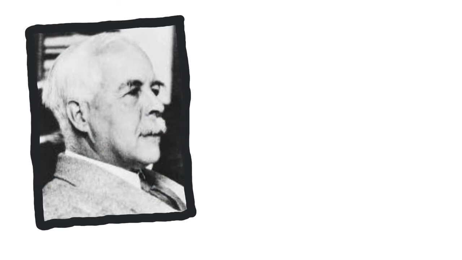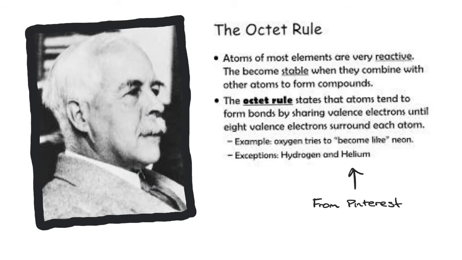In 1916, a chemist called Gilbert A. Lewis came up with the octet rule. The idea that an octet of electrons in the valence shell was the most stable arrangement of any atom. Now this is achieved by either becoming an ion or by covalent bonding.